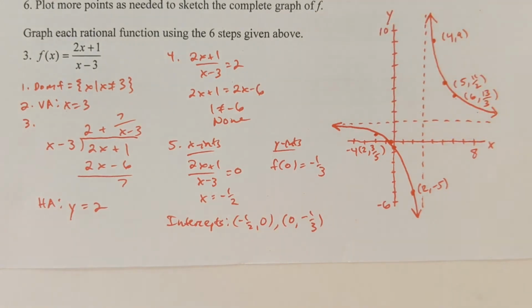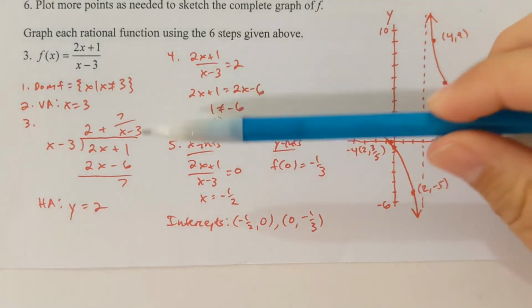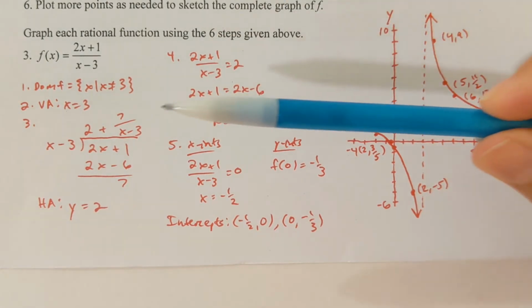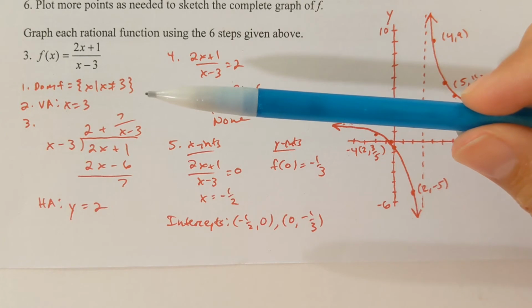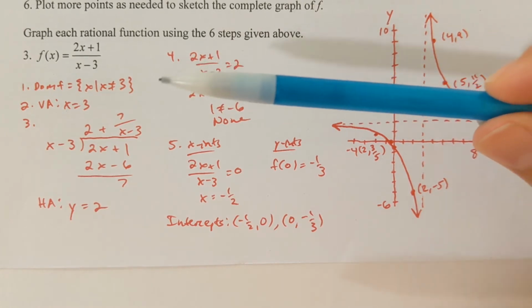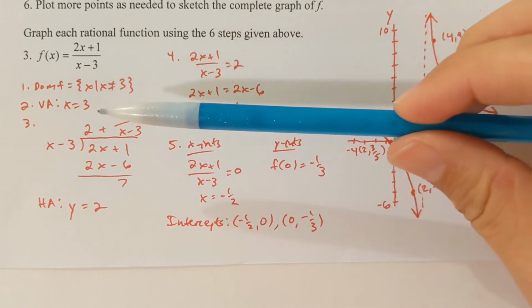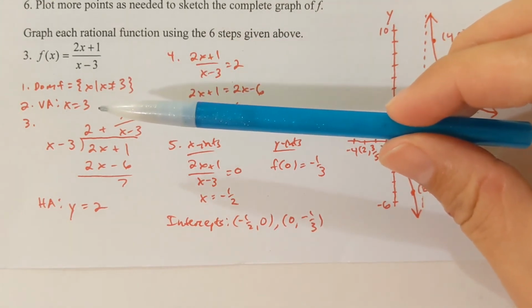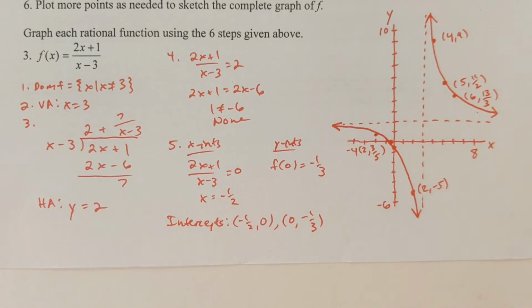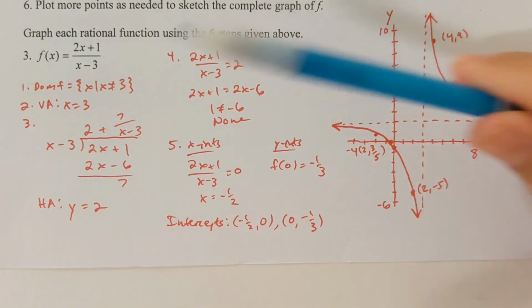So step 3 is to graph f of x equals 2x plus 1 divided by x minus 3. Okay, so we'll go through the list of steps, and I'll just list each step on the side there. Step 1, you want to determine the domain of f, and the domain of f looks like all real numbers except for 3. Because we're throwing 3 away, we're going to have a vertical asymptote at x equals 3. So we get step 2 immediately.